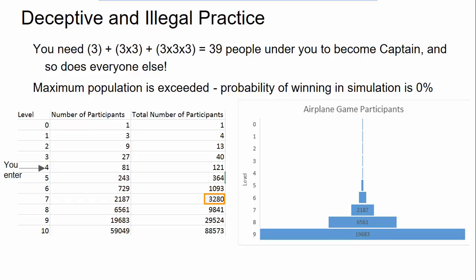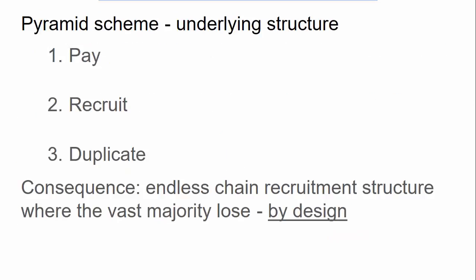If a structure is built on pay, recruit, and duplicate, meaning getting others to do the same, it is an endless chain recruitment structure, or pyramid scheme, which is designed to deliver gains to a few at the expense of the many, as most people will have trouble getting enough people when the structure grows exponentially.